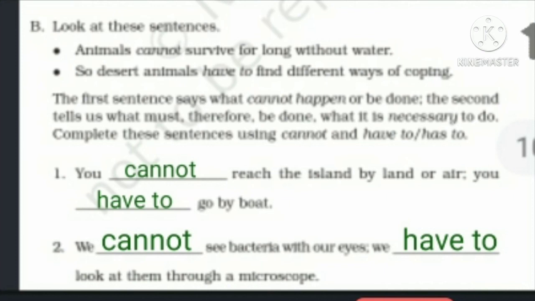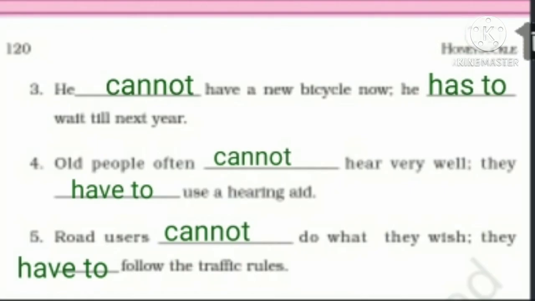So let's begin. First one, you cannot reach the island by land or air. You have to go by boat. Second, we cannot see bacteria with our eyes. We have to look at them through a microscope. The third one, he cannot have a new bicycle now. He has to wait till next year.